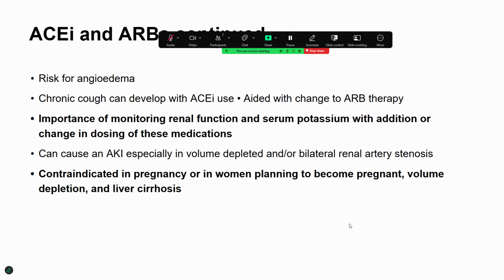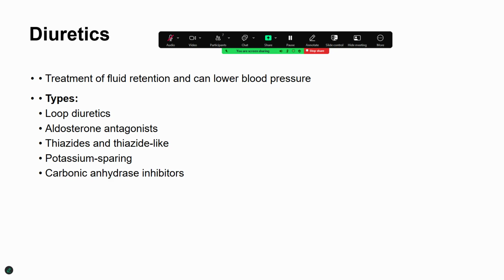Diuretics. The 5 most common types of diuretics you'll see in CKD patients are the 5 listed. Loop diuretics mainly work in the loop of Henle. And I think that was one of the questions I came across in the practice questions that I took. I think I remember that one. So the loop of Henle.